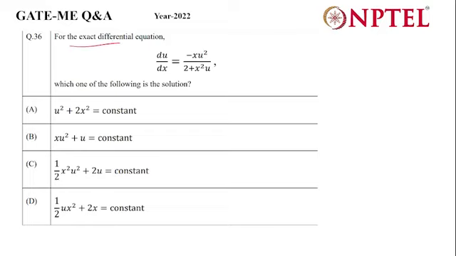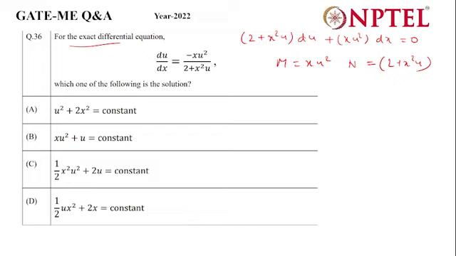They are saying this is an exact differential equation. Let us write it in that form only: M dx + N dy = 0. So we will write it as x u² dx + (2 + x²u) du = 0. Now this is your exact form. So here M will be x u², N will be 2 + x²u.